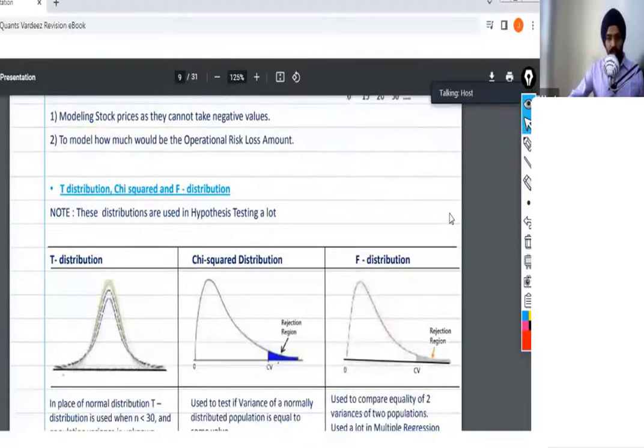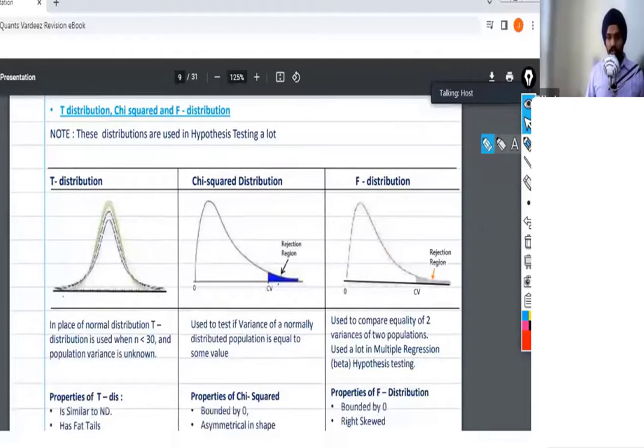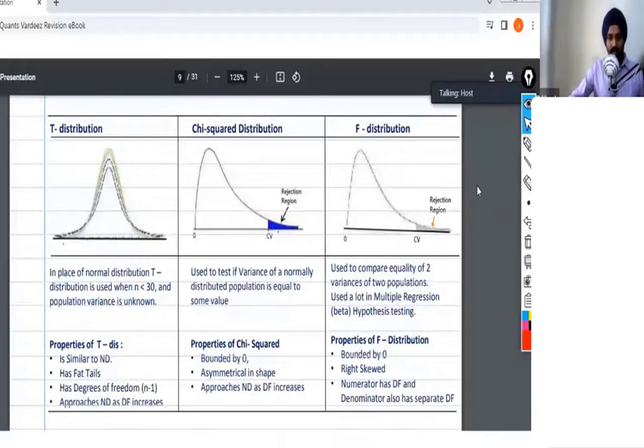All right, moving on from log normal to something that we have, and that's the T distribution, the chi-squared, and the F distribution. Have a look at this particular table that I created. A T distribution is pretty much like a bell-shaped curve, similar to the normal distribution. But remember, it's not exactly a normal distribution. The reason is that it has a lot of fat tails. And that is the difference between the T and the normal distribution.